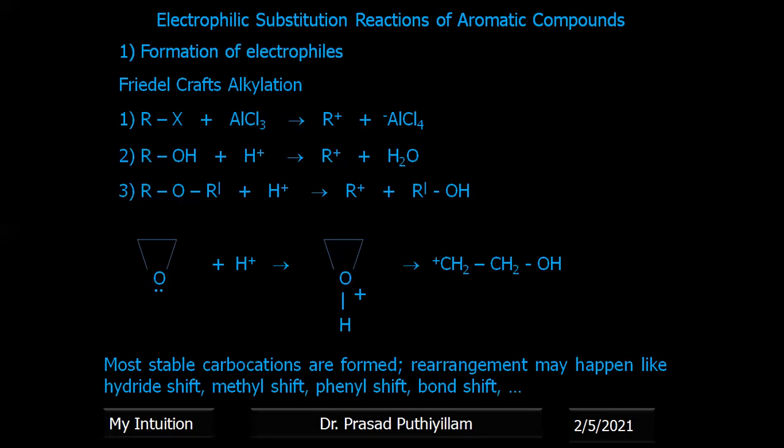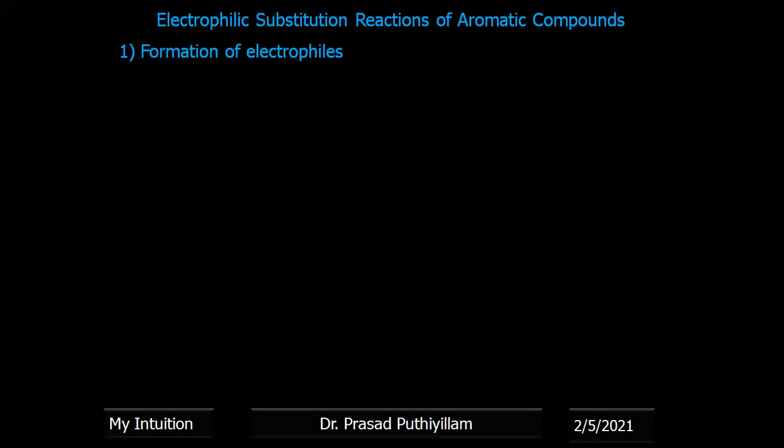Since it is a carbocation, the most stable carbocations are formed, or if the most stable carbocations are not formed, then we have to think about rearrangement like a hydride shift, methyl shift, phenyl shift, or even a bond shift, which needs to be considered before this electrophile is used to attack the aromatic carbon with more electron density.